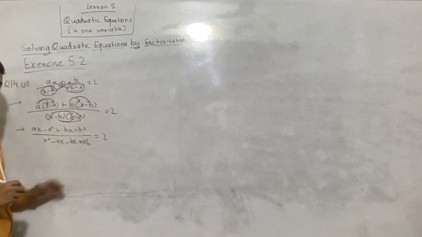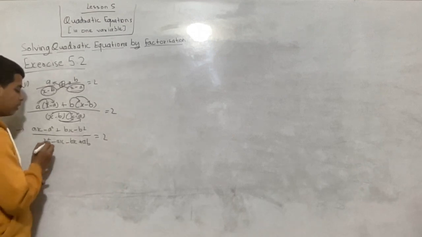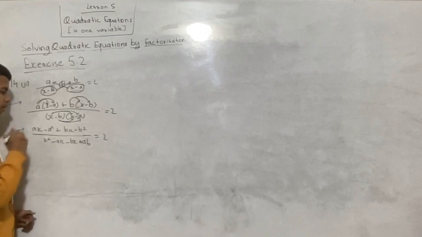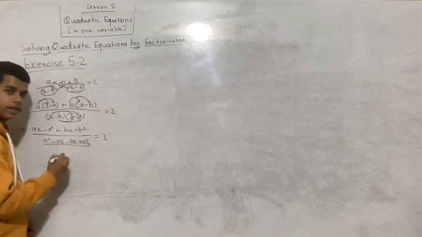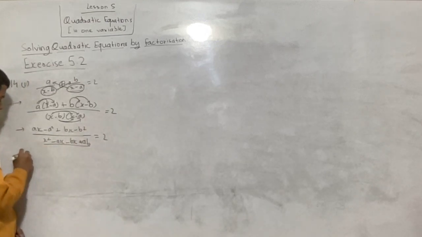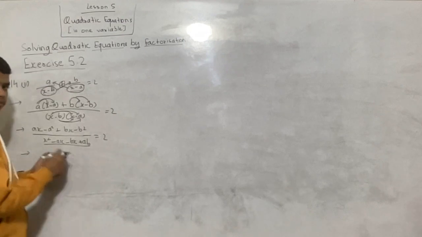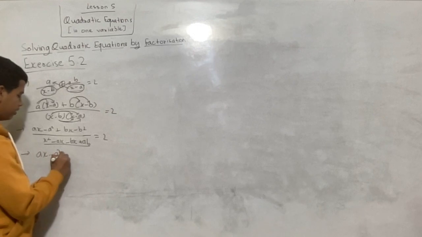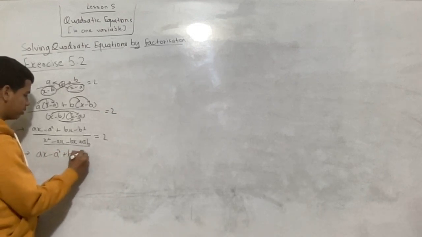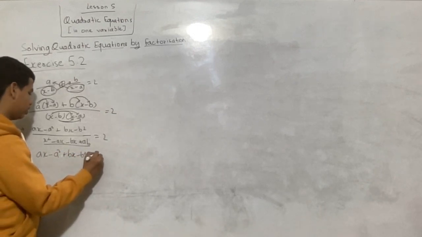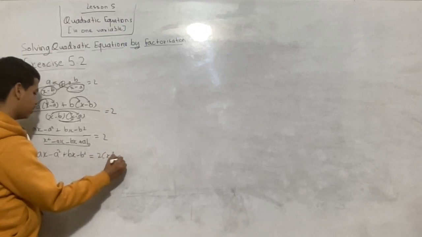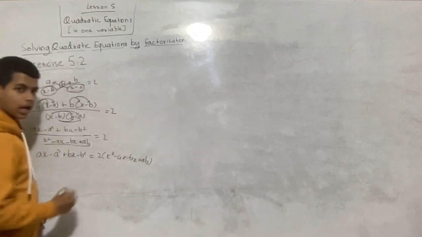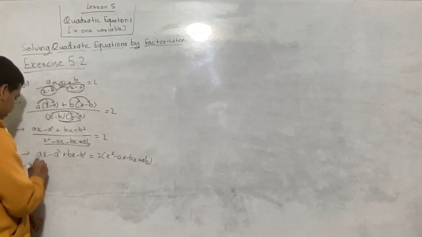Now here we cannot cancel because it is not a multiplication symbol. There is addition, subtraction here, not multiplication. So you have to take this denominator to the right hand side. So we will do it and then it will become a multiplication. So ax minus a square plus bx minus b square is equal to 2 into x square minus ax minus bx plus ab. Now when we open this bracket, what do we get here?